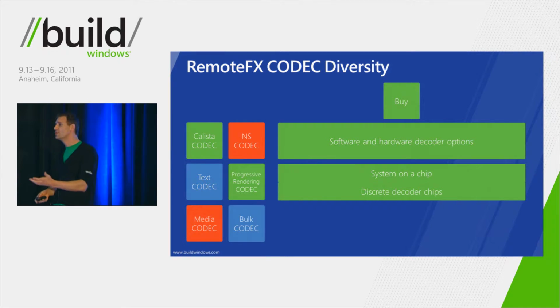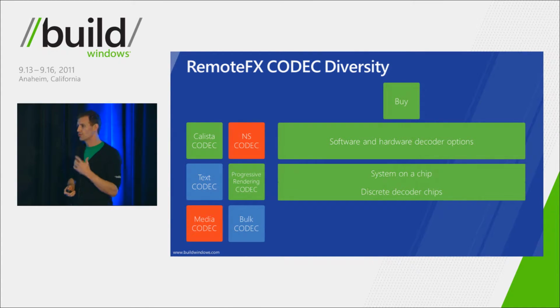We have discrete decoder options. So we're working with companies like Cloudium and CloudView to build these accelerators for the RemoteFX codec, so that you can take your thin client and you've got a single chip that you can put down and really decode RemoteFX content in our codecs incredibly fast, right? So from a hardware standpoint, there's a lot of companies out there that could provide resources for you.